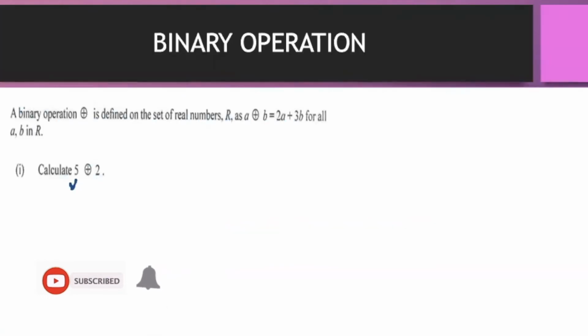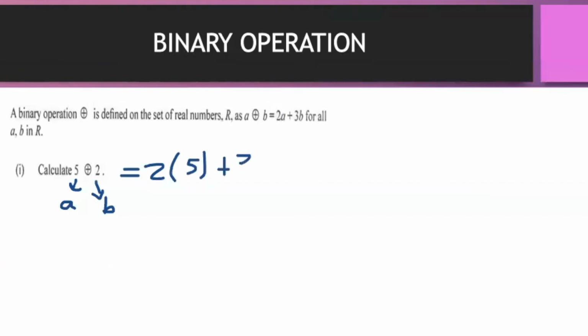Now, looking at the binary operation, it means 5 represents A and 2 represents B. So using A O plus B is equal to 2A, where A is 5, so I replace A to be 5, and B is 2, so I replace here to be 2. So 2 5's are 10, and 2 3's are 6. So 10 plus 6, that's 16. So the answer is 16.